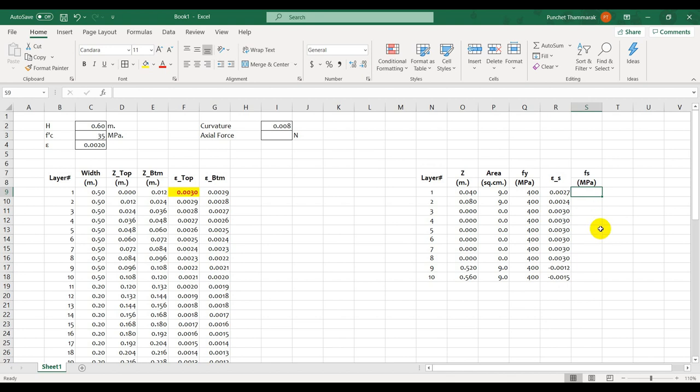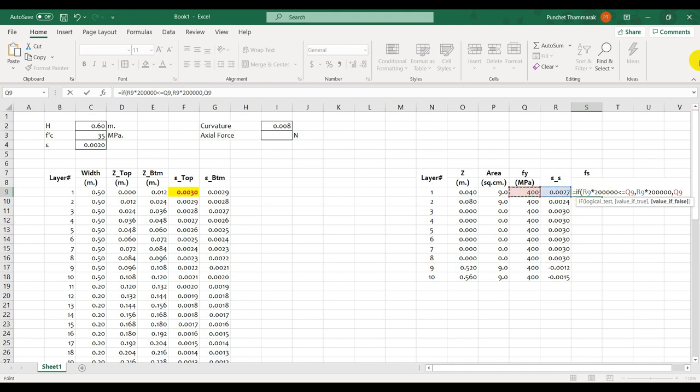For steel, it is super easy for us, so we can set up the constitutive relationship for steel. If the strain multiplied by 200 gigapascal, 200 megapascal, is less than or equal to Fy, then we keep this number. If not, we will pick this number. So that means this yields.